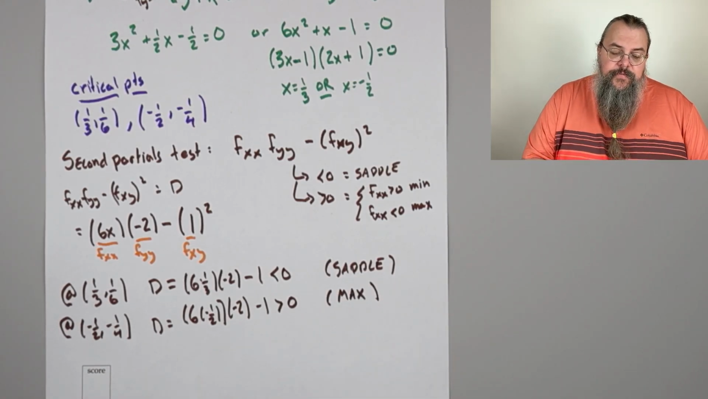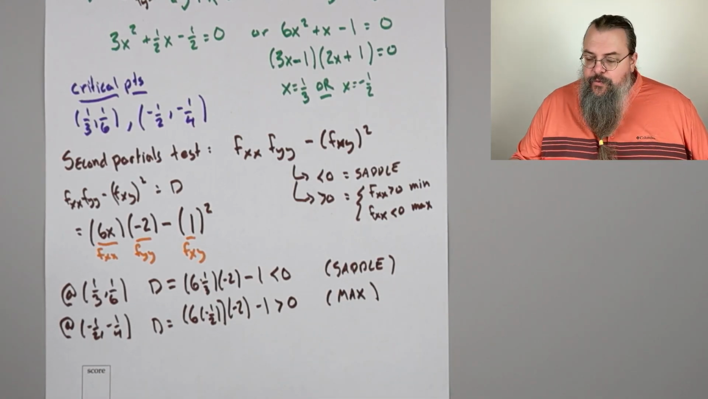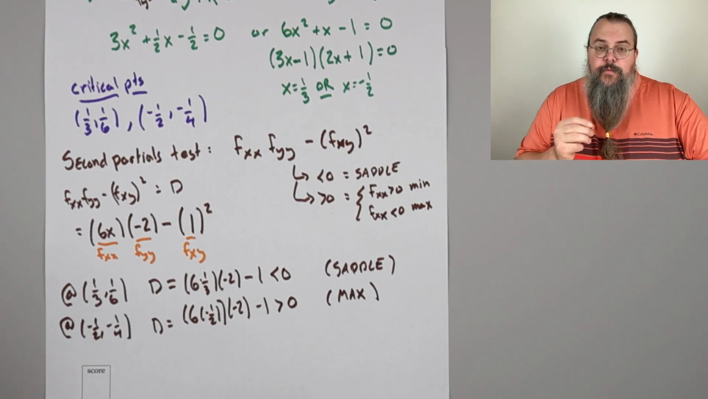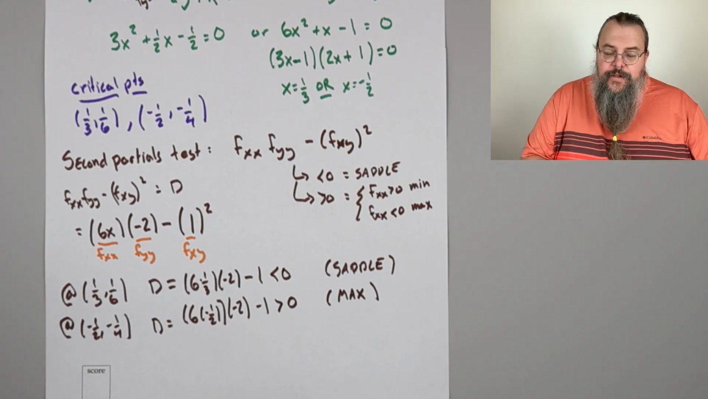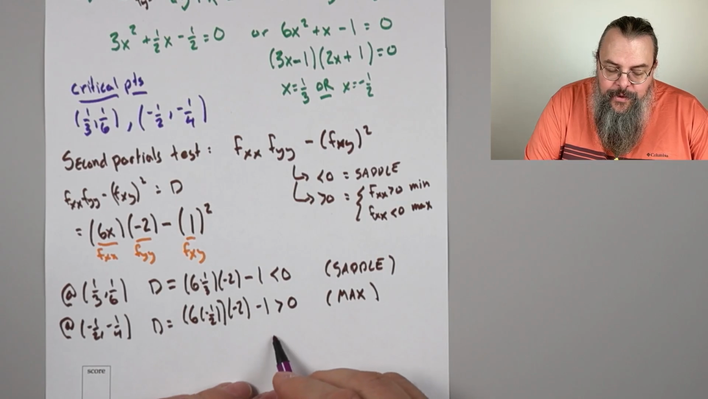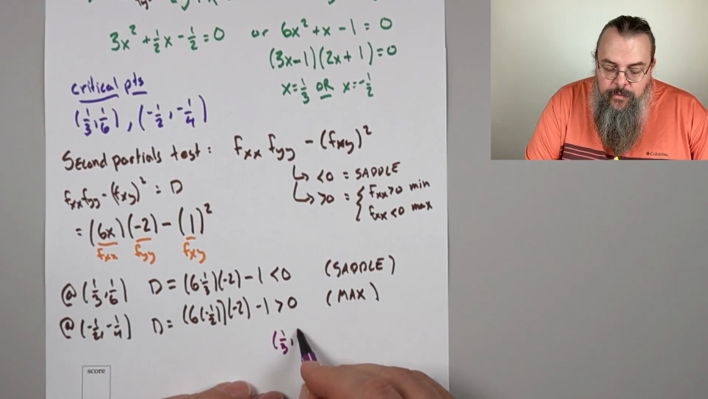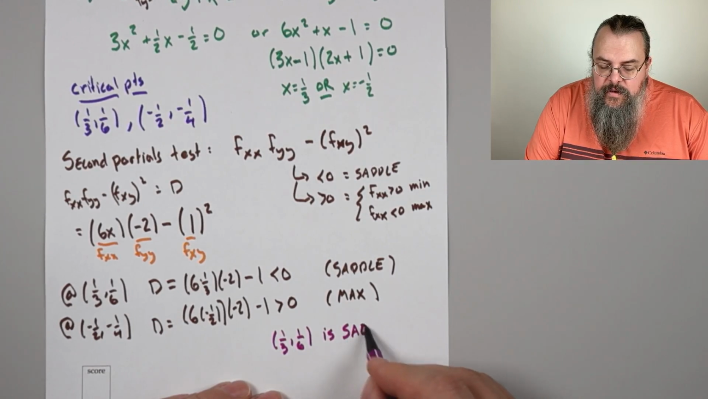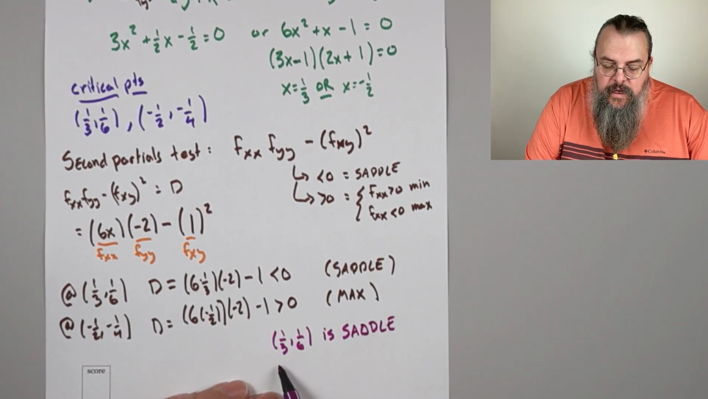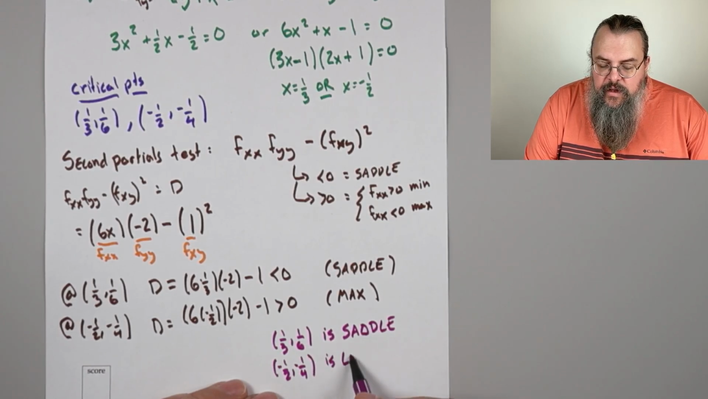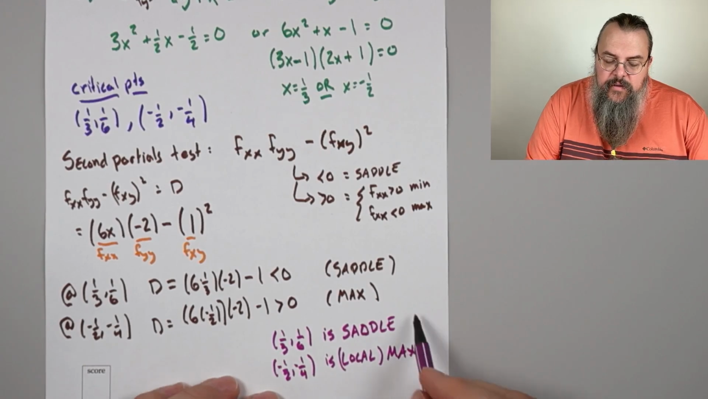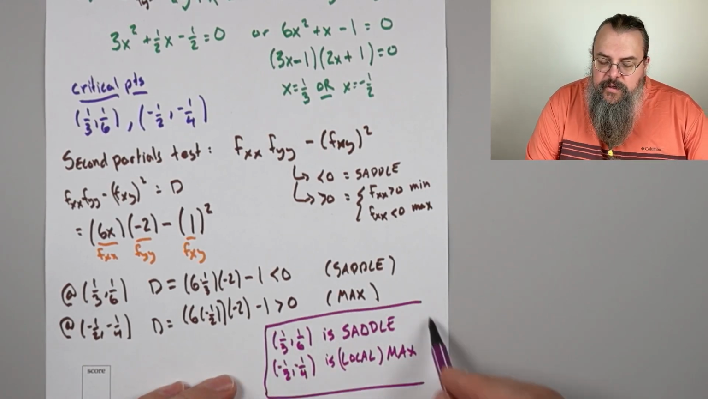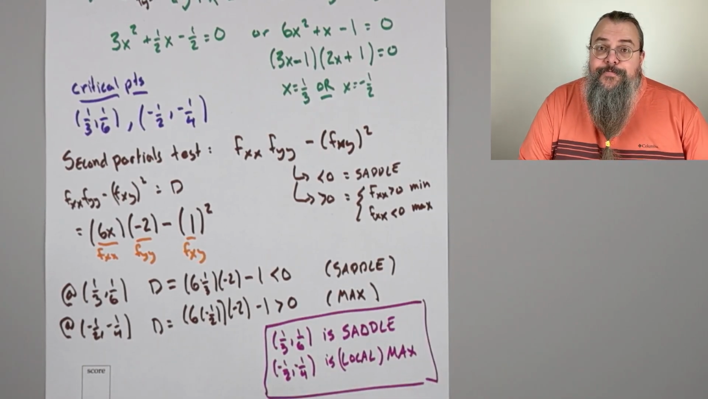And so, let's just write our answer all together so that they're happy with us, right? So 1/3, 1/6 is a saddle, and -1/2, -1/4 is a local max. Now, oftentimes we may not emphasize the max, may not emphasize the local, but it's good to include it. So there we go.